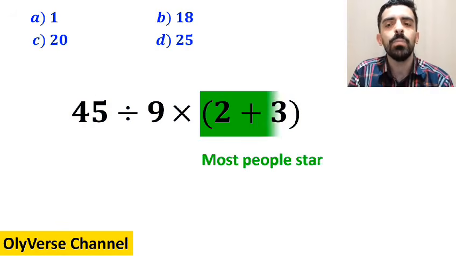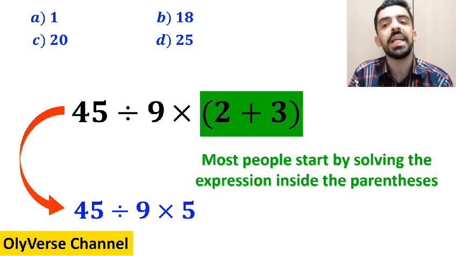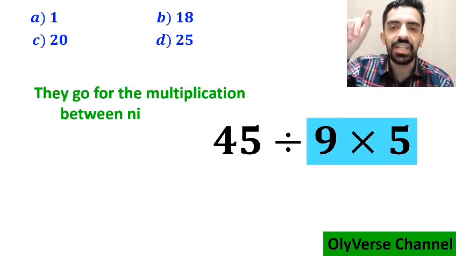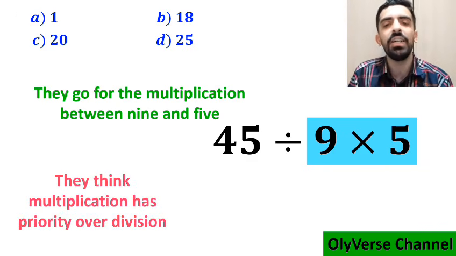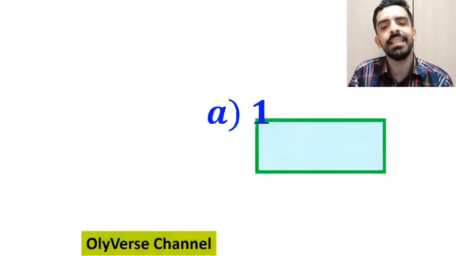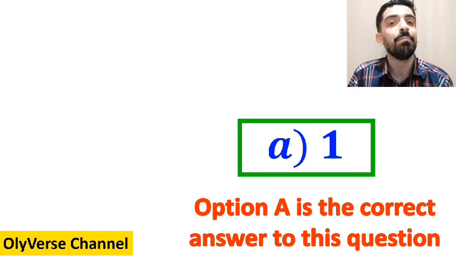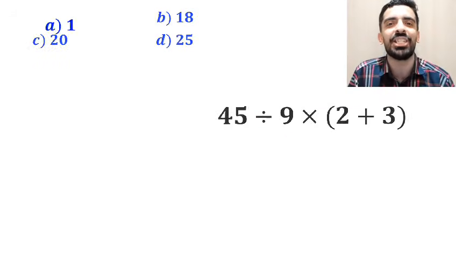And the first step, most people start by solving the expression inside the parentheses and replace it with 45 divided by 9 multiplied by 5. And the next step, they go for the multiplication between 9 and 5 because they think multiplication has priority over division. So, this expression simplified to 45 divided by 45, which finally gives them the answer 1. And immediately, they quickly say that option A is the correct answer to this question. But I have to say we were tricked and it's not the correct answer to this question.